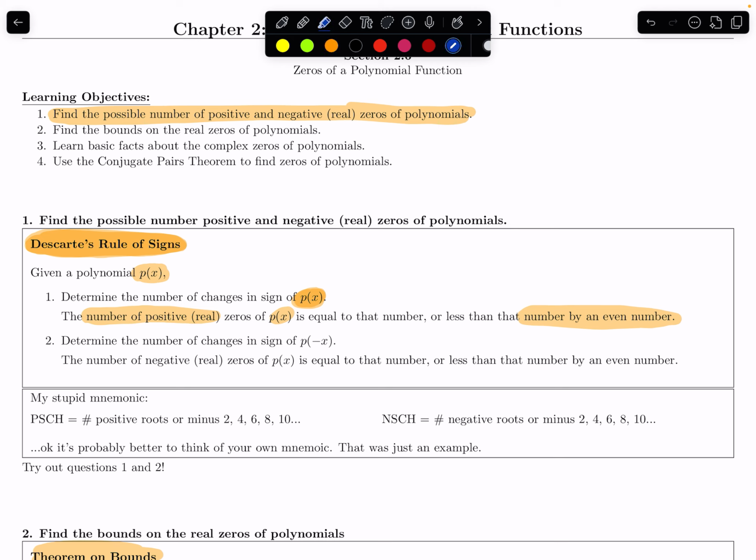Okay, the second half of the Descartes' rule of signs says to determine the number of sign changes of p of negative x. So you take your original polynomial, you plug in negative x, you rewrite the thing, and then you again count the number of sign changes. And then that's going to say the number of negative real zeros is equal to that same number or less by an even number. So kind of same thing. So let's say you counted three sign changes when you plugged in negative x. Then that must mean there's 3 negative roots or 1 negative root. Or let's say you counted 2, then there's 2 or 0. Those are the possibilities.